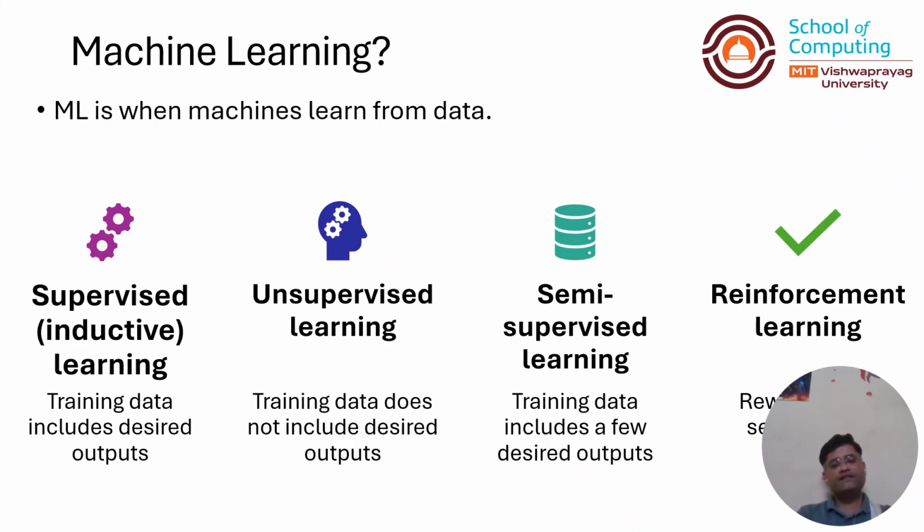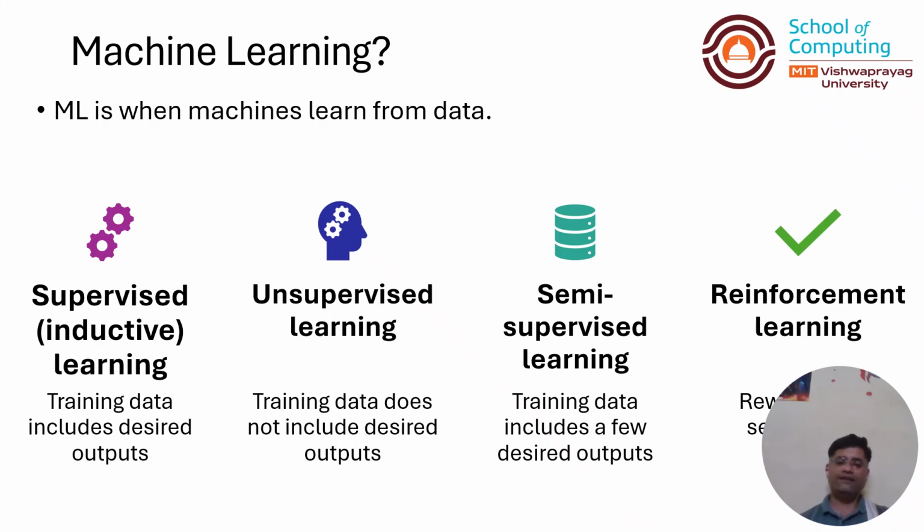In unsupervised learning, we only give data. Expected output is not there. So it is called unsupervised. Semi-supervised learning is a combination of both. It means that a few data have expected output whereas some data do not have expected output.